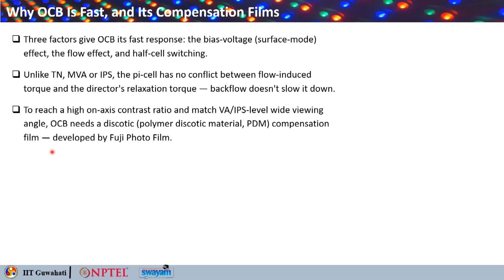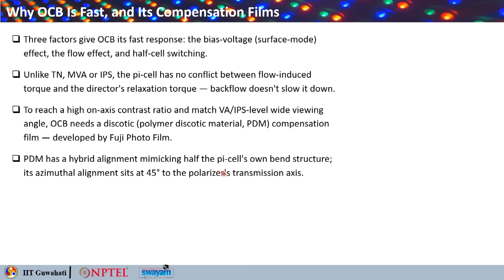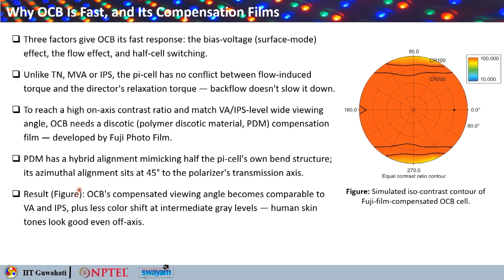Now to reach a high on-axis contrast ratio and match the vertical alignment and IPS level wide viewing angle, OCB needs a discotic, that is polymer discotic material or PDM, compensation film, which is developed by Fujifilm. So this PDM has a hybrid alignment mimicking half of the pi cell's own bend structure. Its azimuthal alignment sits at 48 degree to the polarizer's transmission axis.